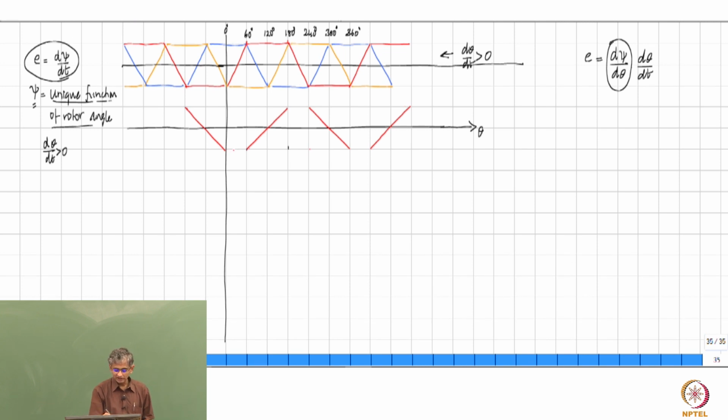What happens in this 60-degree interval? There is an instant where d psi by dt is equal to 0, which means that at this instant the flux linkage should have 0 slope, and during this interval d psi by dt is still negative. D psi by dt becomes greater than 0 only in this part, and therefore you will get a plot that is still negative here, becomes 0 and then starts becoming greater than 0.